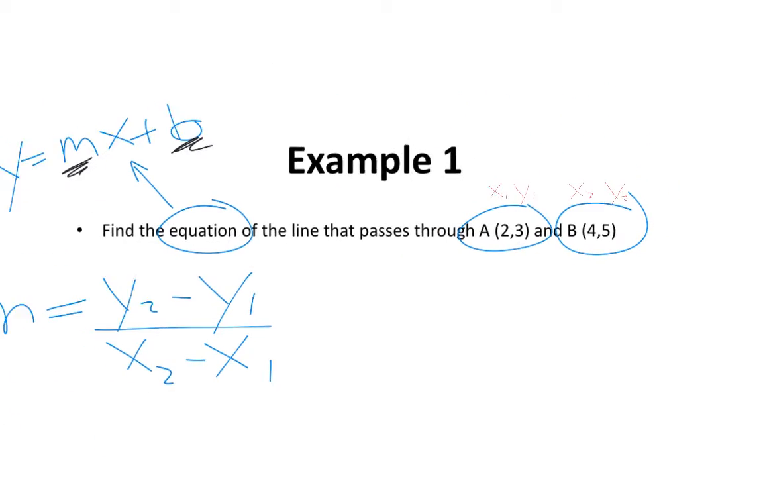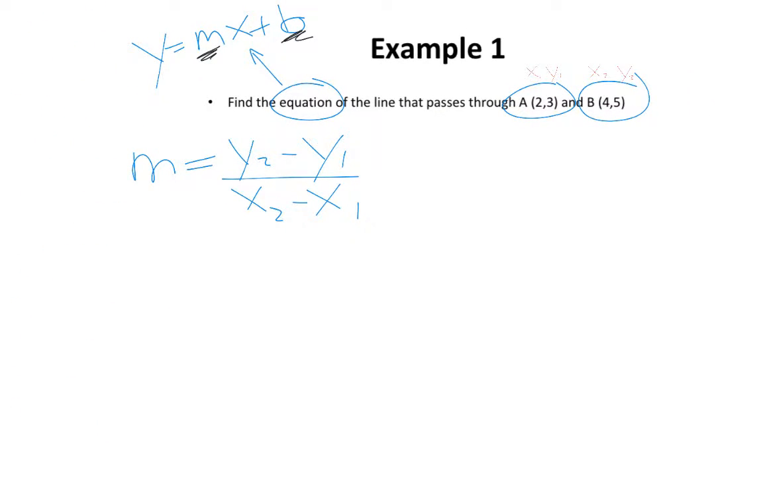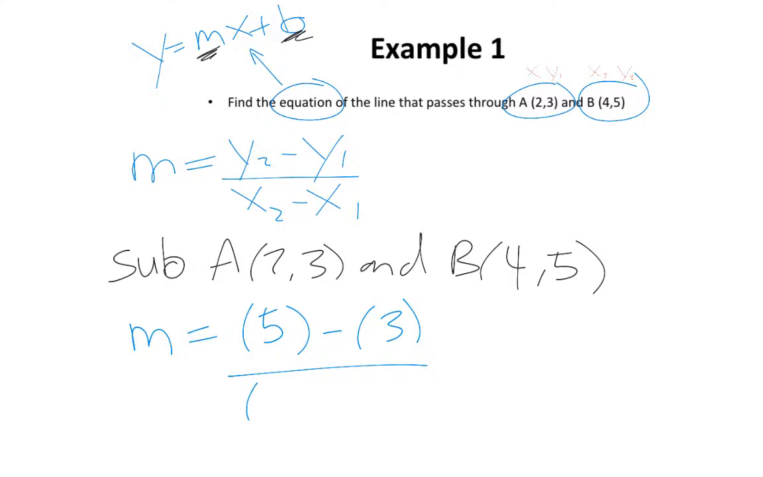We're going to substitute in these values into our slope equation. So let's write instructions for ourselves. Sub A and B. At this point, we're going to substitute in our values. So I'm going to put these in brackets. 5 minus 3 over 4 minus 2.